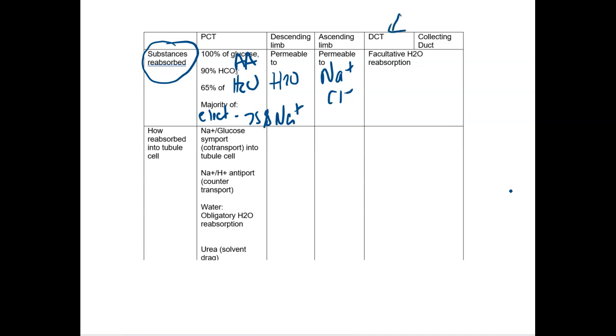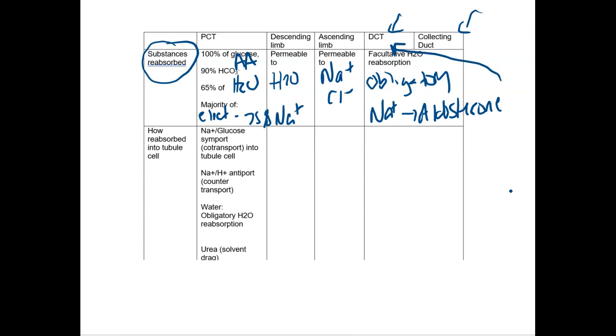As far as the DCT and the collecting duct, this is where we have facultative and obligatory water reabsorption. Let me do the salt first. So the sodiums are reabsorbed if we have aldosterone. And aldosterone's target is the DCT. Water will tend to follow sodium when that happens, so it will cause a little bit of water to come back, and this is called obligatory. It's obliged to follow the salt.